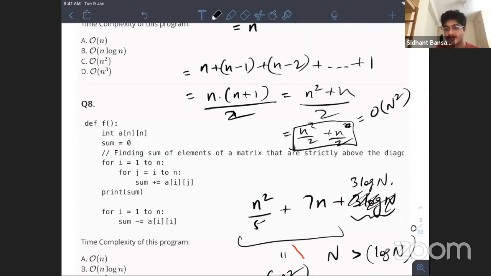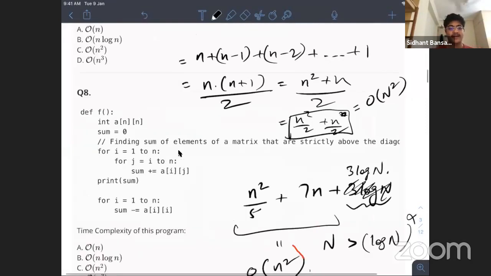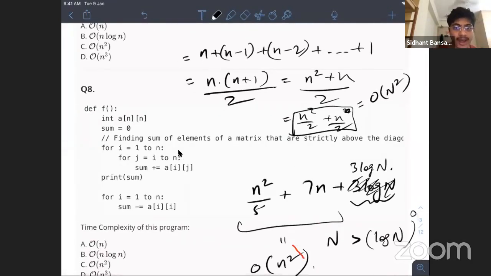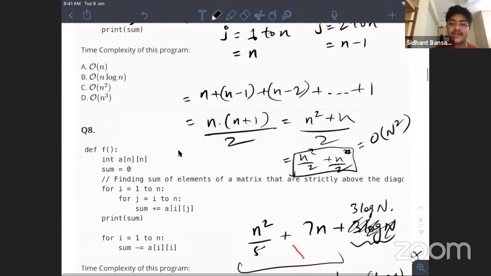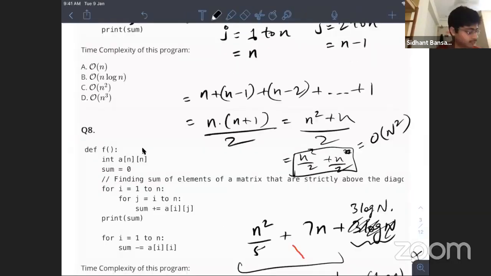Although if you want to be precise, you can say that we did n square by 2 steps here. But it doesn't matter. When you're doing complexity analysis for competitive programming, you're generally doing a hand wavy thing. You don't want to be very precise, so you don't really care about the constants. If anyone has any doubts, just let me know.